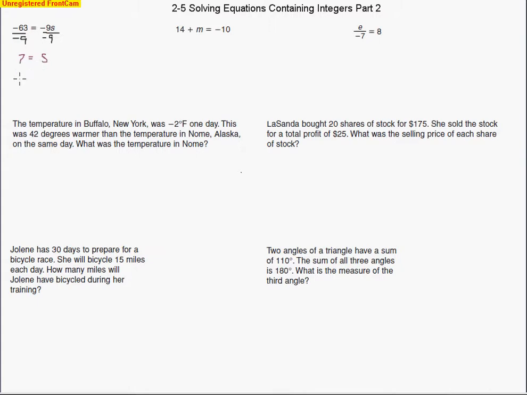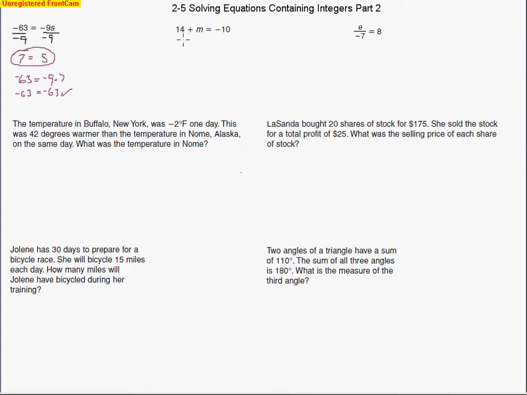So let's check our answer real quick. If we go ahead and substitute 7 back in for s here, we'd have negative 9 times 7. And yes, sure enough, that does equal negative 63. So I'm confident that's the right answer. So that's what I'll circle.